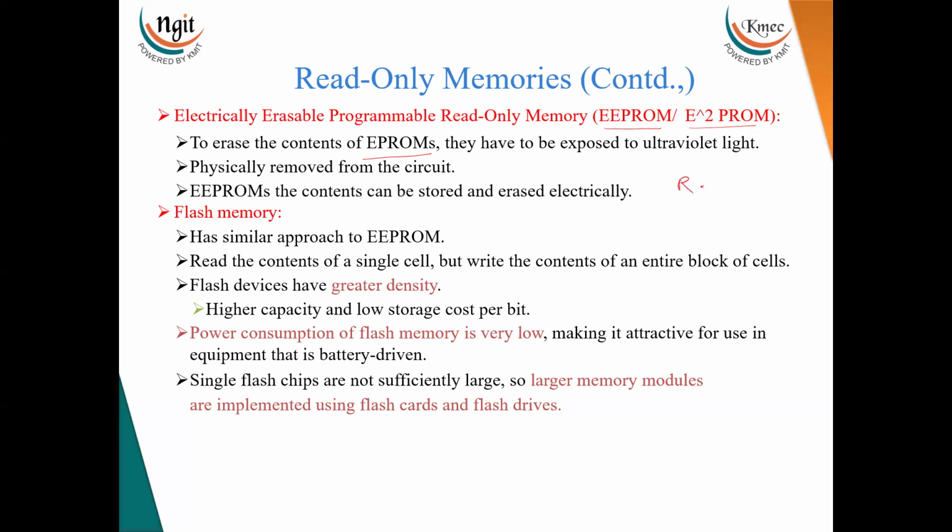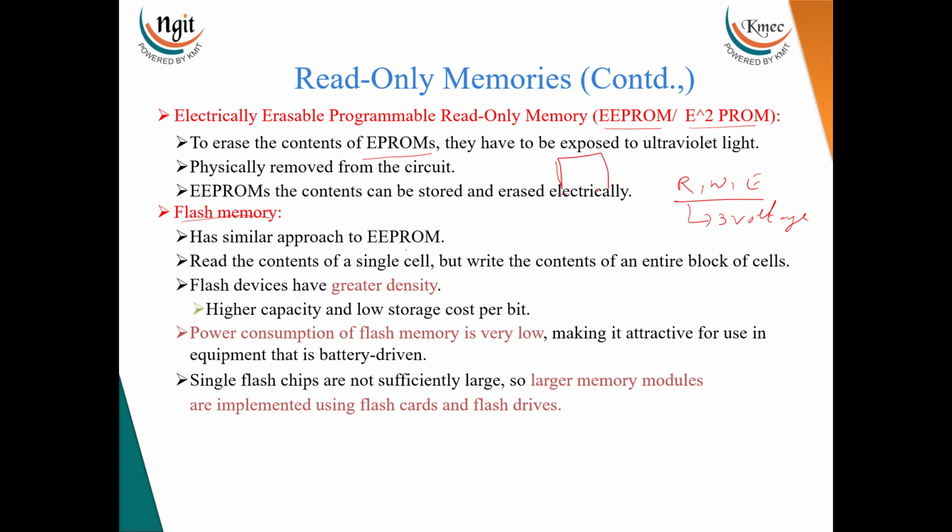For reading, writing and erasing, three different voltages are used. By using three different voltages, we can read the content, write the content, and erase the content also. So this is the E square PROM, using a single transistor, same as an EPROM. Now coming to the next one, flash memories. Here the approach is similar to the EEPROM, but there is a difference.